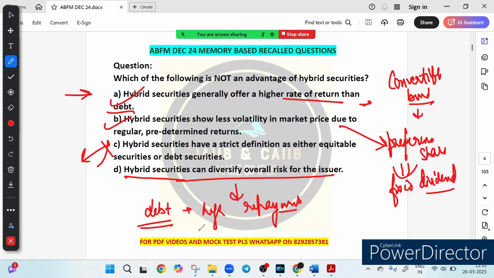So what is the answer to this question? Answer to this question is option number C. This is incorrect, and this has been asked.